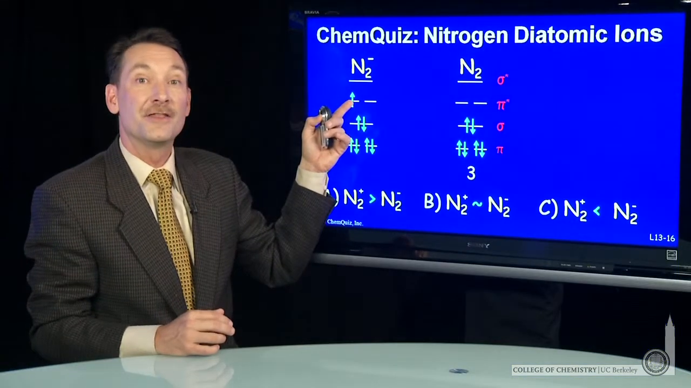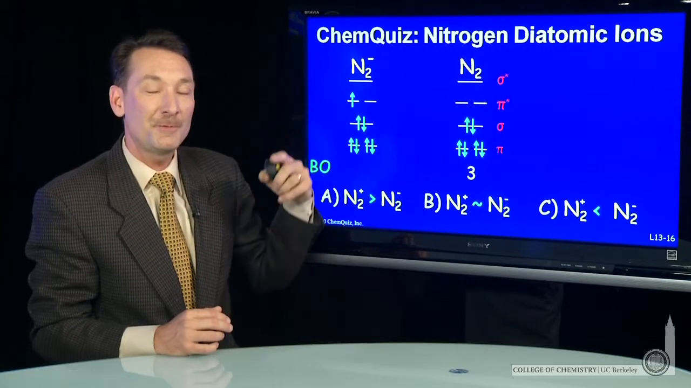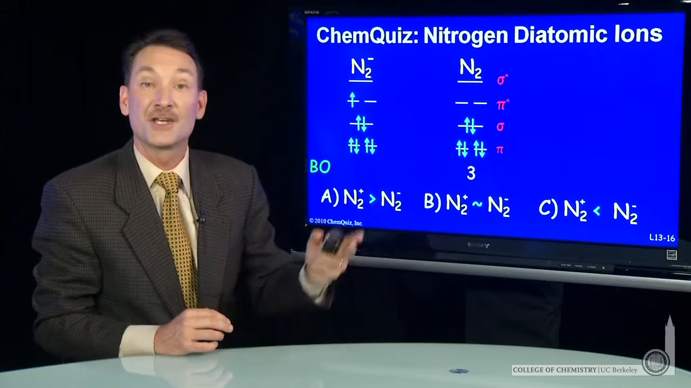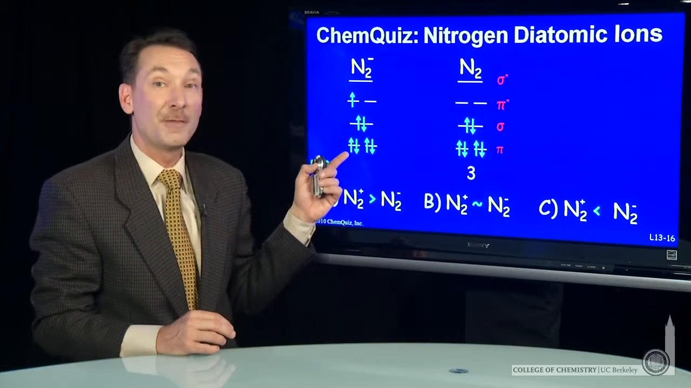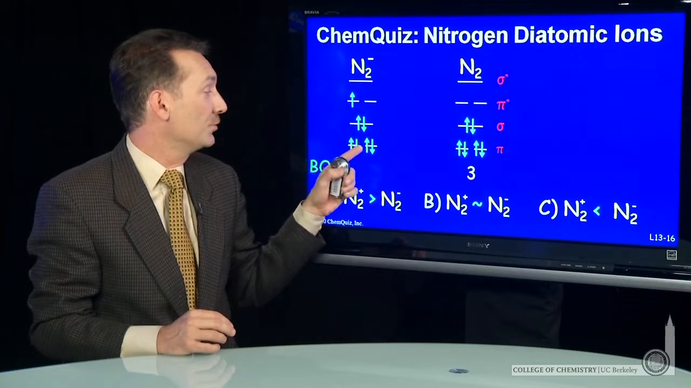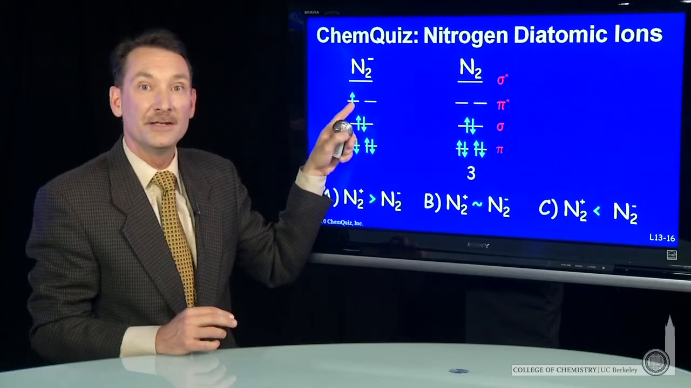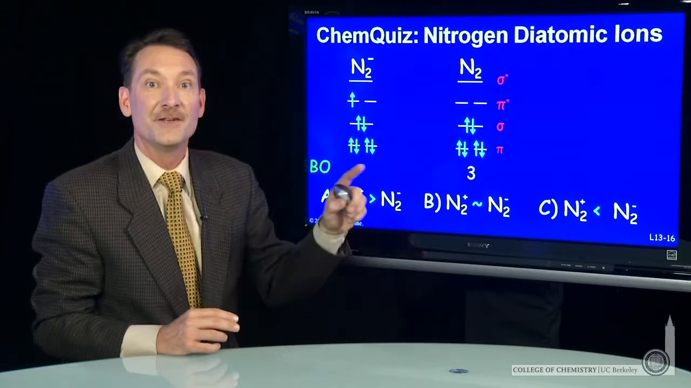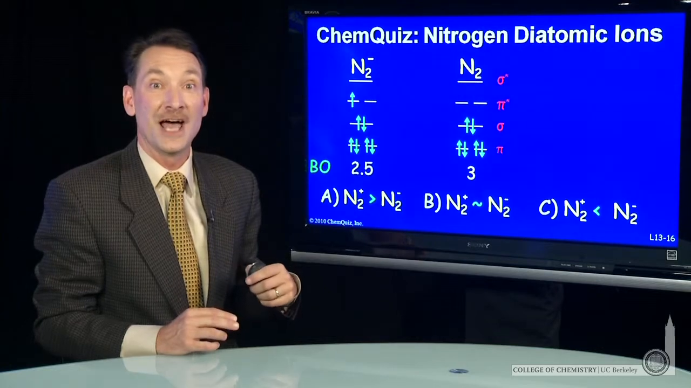Adding an electron, the next available orbital is an antibonding orbital. So electron capture into this antibonding orbital is going to reduce the bond order and the relative bond strength. Here the bond order is 1, 2, 3, 4, 5, 6 bonding electrons, minus 1 antibonding electron is 5, divided by 2 is 2.5. So the bond order reduces to 2.5.